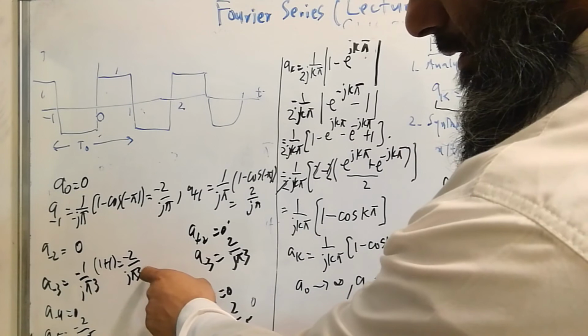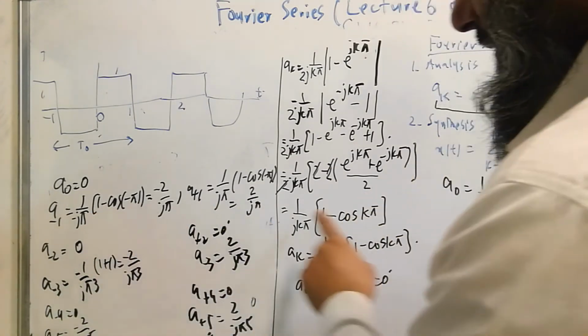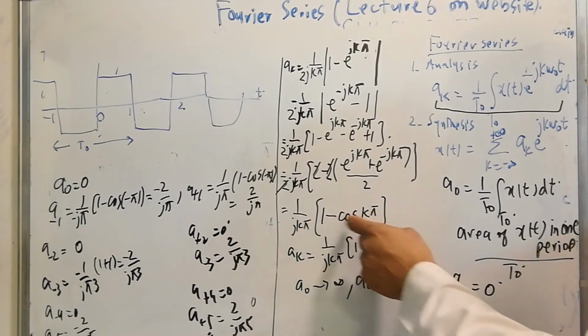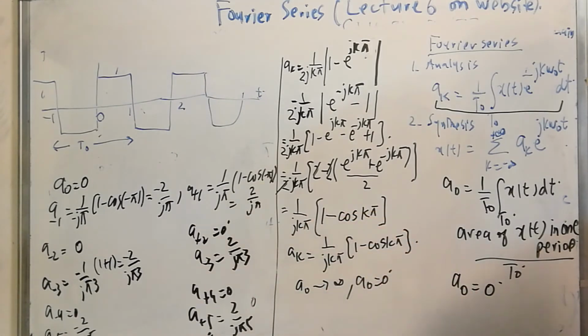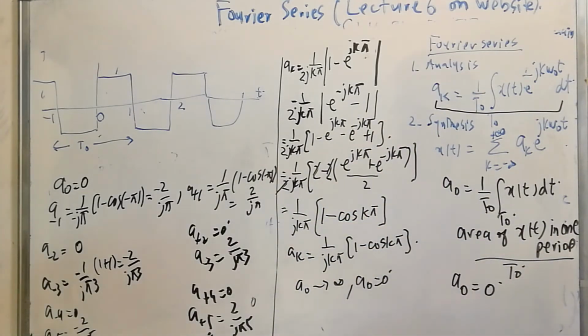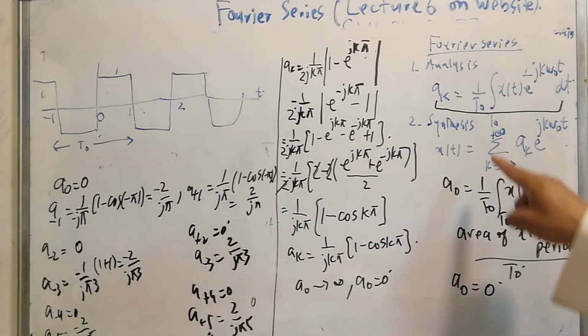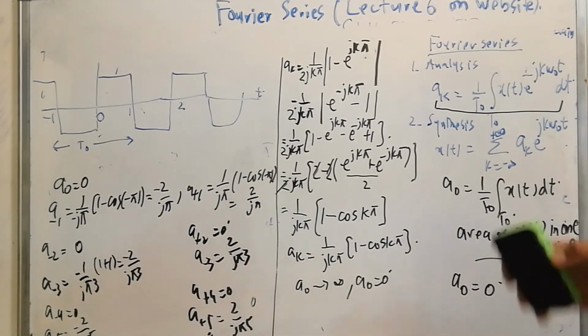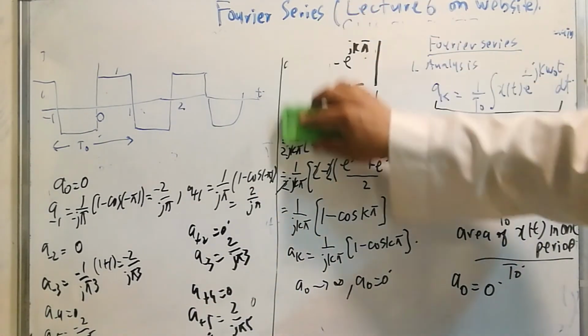We just need to replace the k with the number, and this will always be 2 over j pi k for the odd numbers, and for the even numbers it will be 0. So now I can find all these aks. The last step is now to write down the summation of the series. So I can delete this here.